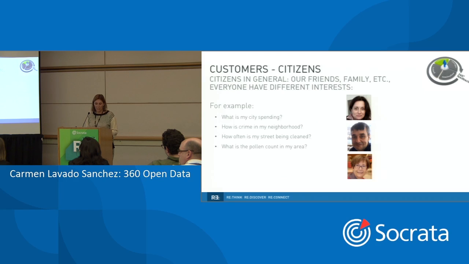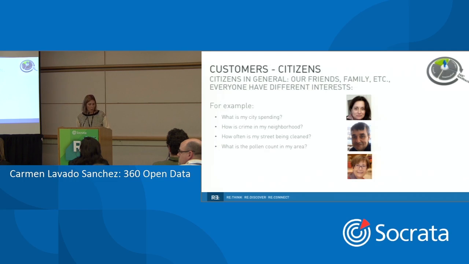Municipalities do many different things and handle many different data, so they have several types of customers. The first customer group that comes to my mind is citizens, normal citizens, like friends, family, neighbors. Each of these individuals has different interests. For example, my husband wants to know what the city government is doing with taxes, because he thinks it doesn't spend enough on infrastructure needed for his business, like optical fiber.